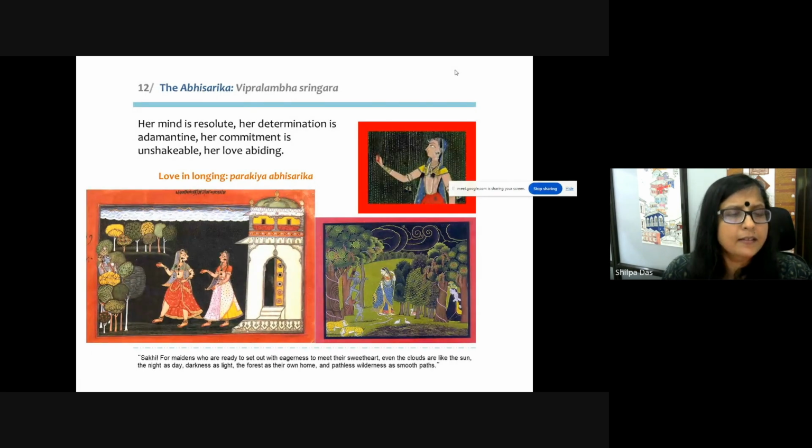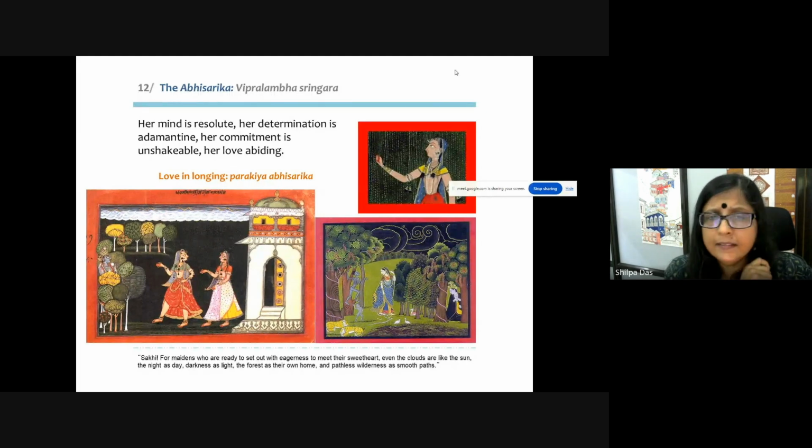So, this one, the friend seems to be telling her, look, are you sure you know what you are doing? You're putting yourself at risk in this dark night. You're putting your marriage at risk. But anyway, she also, like the Abhisarika in the previous slide, is determined.